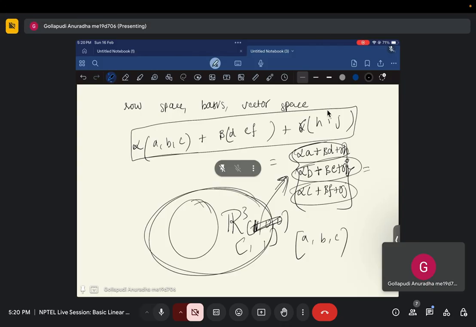Madam, actually that means you are mixing two things: row space, column space, and vector space. No, I'm not mixing.